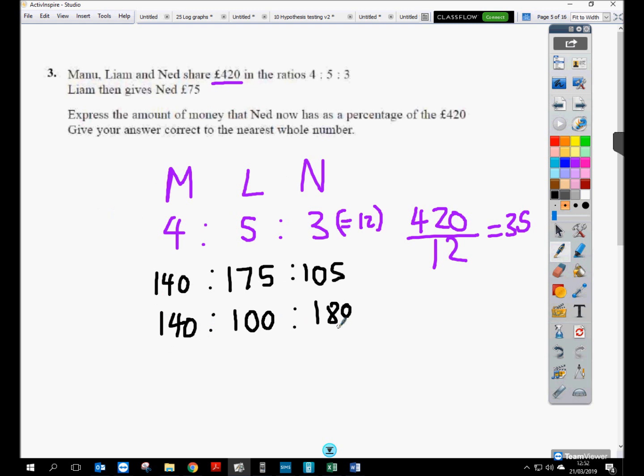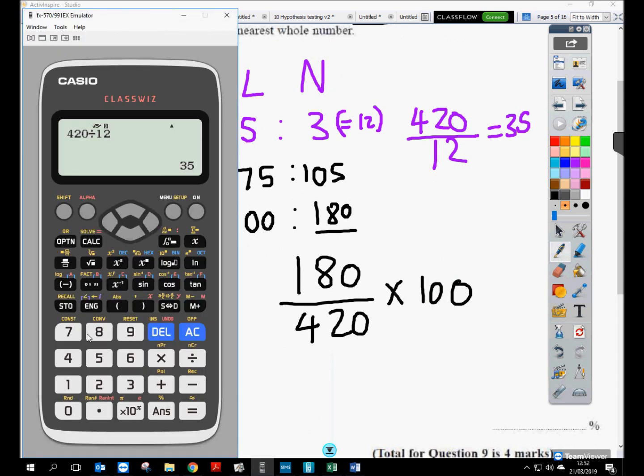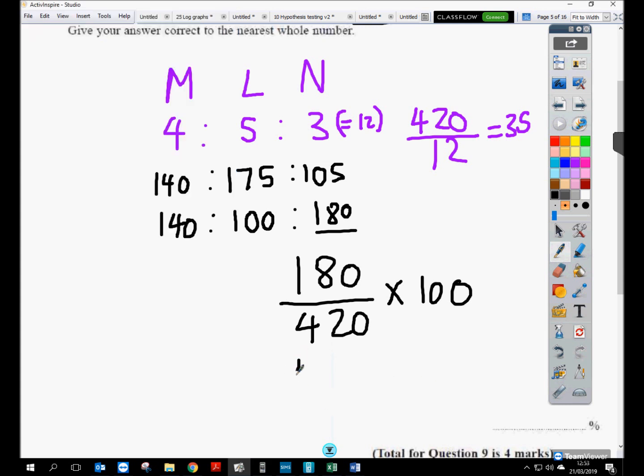Express the amount of money that Ned now has as a percentage of the £420. So when it says as a percentage, we write it first of all as a fraction, Ned out of the total, and that's the fraction. But to convert it to a percentage, you need to times by 100. Let's type that into the calculator. 180 over 420 times 100. And we copy down the calculator display, 42.857, and then you round it to the nearest whole number, 43. Next question.